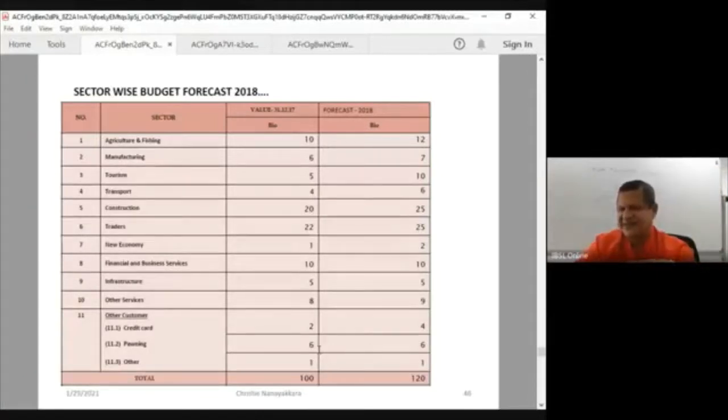Other services, they have improved by 1, because doctors may establish clinics, lawyers will set up their consultation facilities, accountants will expand their audit facilities. So all that, they have expected another 1 on that. Credit card, there's expansion, pawning has been kept at the same level, other facilities at the same level.